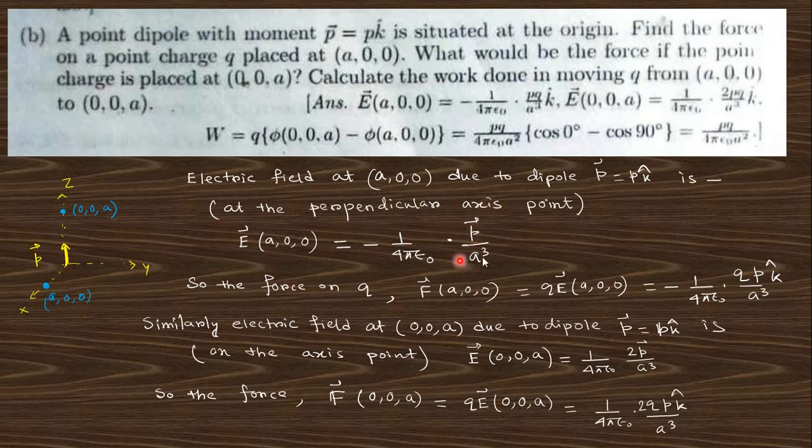In this book also this expression is derived, that is, the electric field at the perpendicular of the dipole will be like that. Okay. So the force on this q will be charge into electric field. So just multiply this charge into this electric field, and you will get this equation.